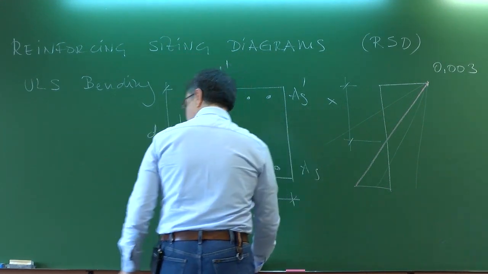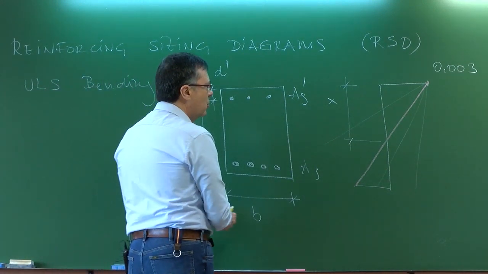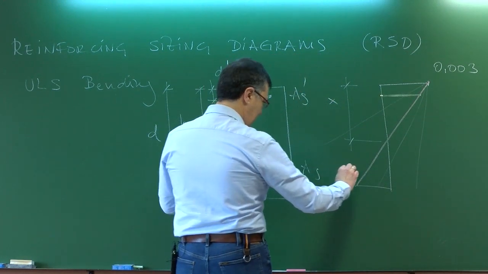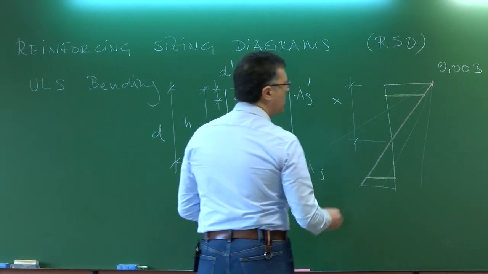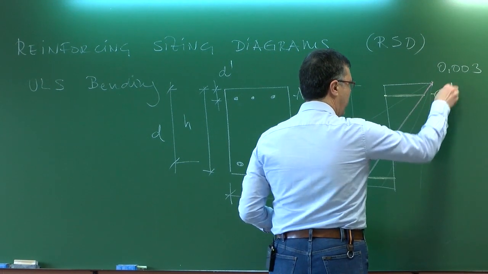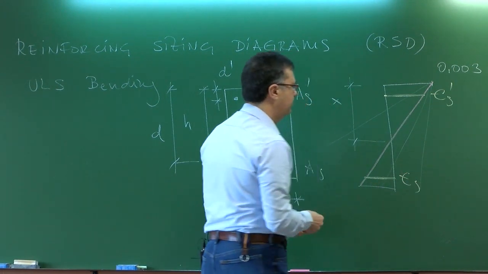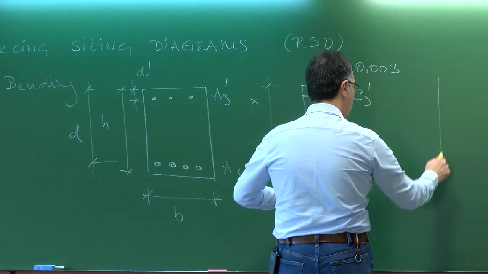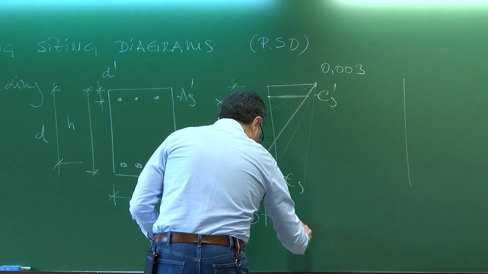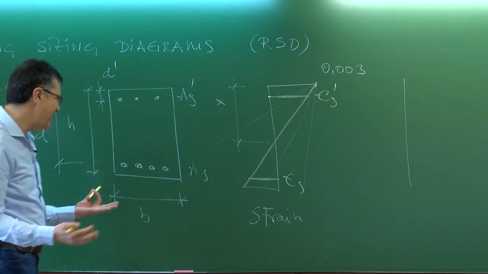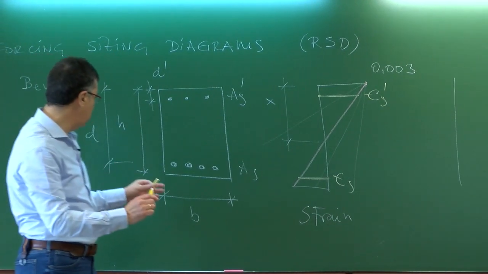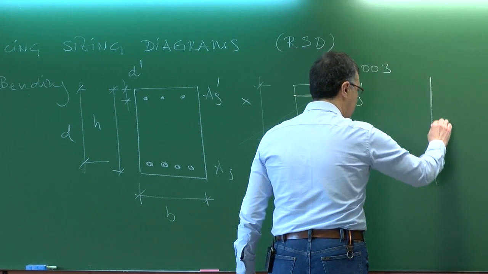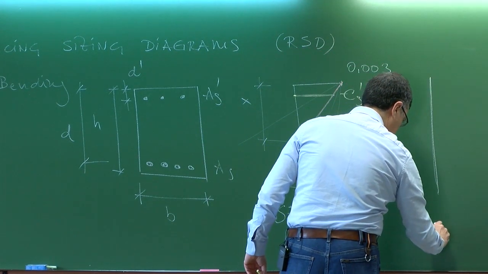So this is, let's do another color, for example, the strain of the top reinforcement, and this is the strain of the bottom reinforcement. So this is epsilon S prime, and this is epsilon S. Okay, perfect. Sorry if this is very simple. This is basic course of mechanics, but okay, let's continue. If I know the strain distribution, it's simple to get the stress distribution.